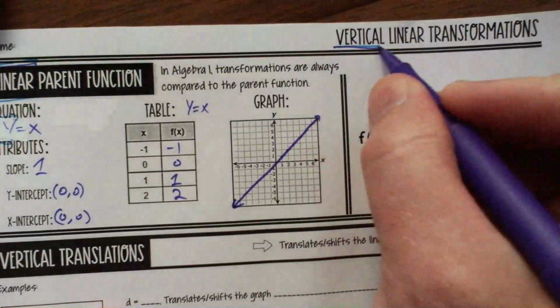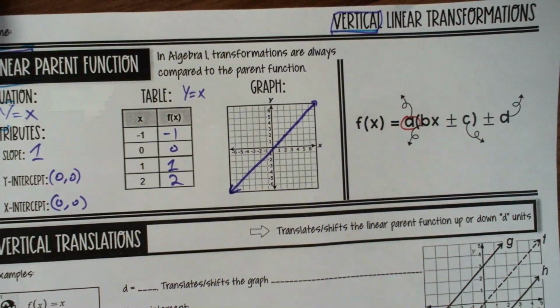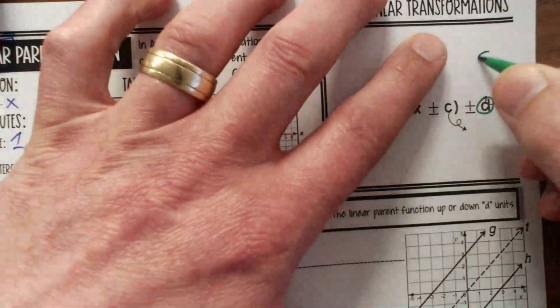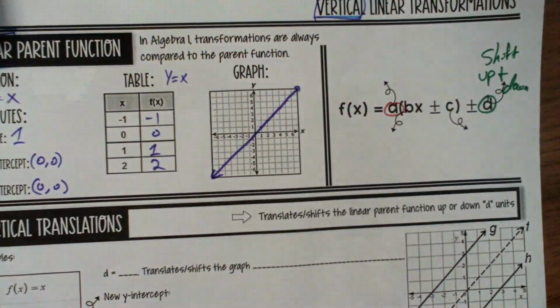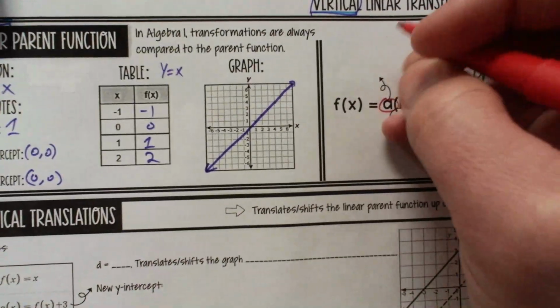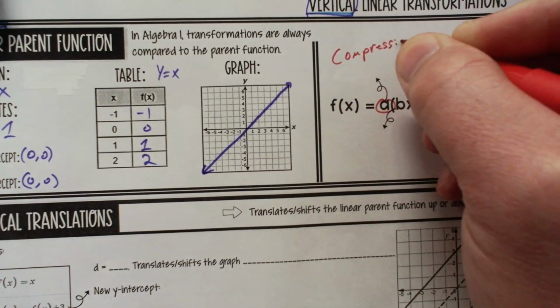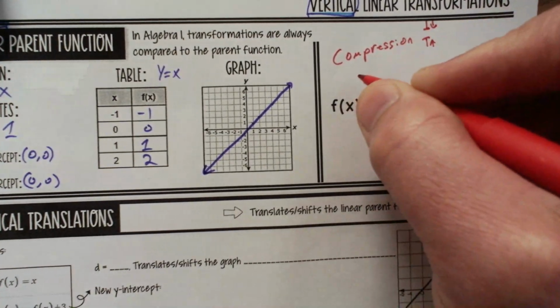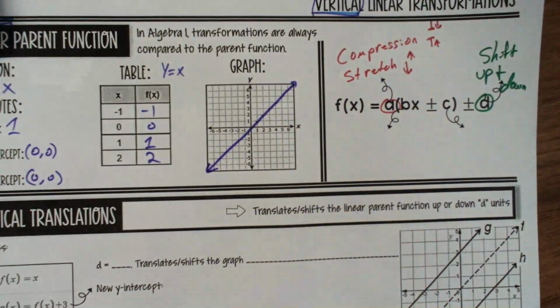So when it comes to vertical transformations, we're focused on this a value, and then this value, which is called the d value. The d value is going to cause a shift up and down. And the a value is going to cause a vertical compression, so think smushing it, or stretch, so pulling it vertically.